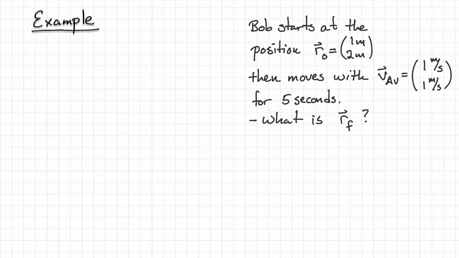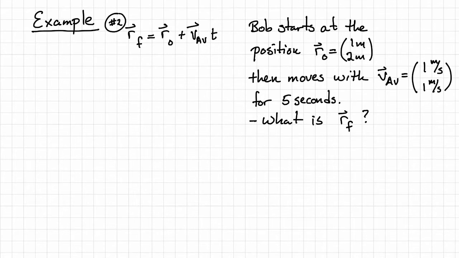Let's do an example. Bob starts at the position 1 meter in the x direction, 2 meters in the y direction, and then moves with the average velocity of 1 meter per second in the x direction and 1 meter per second in the y direction for 5 seconds. What's his final position? This is a clear case of using equation number 2.